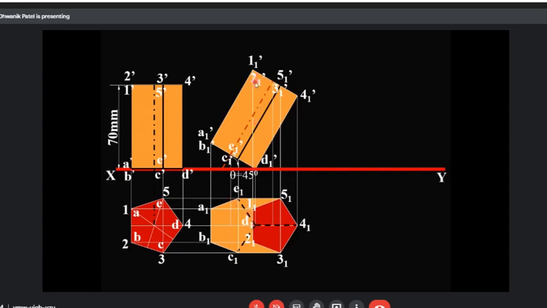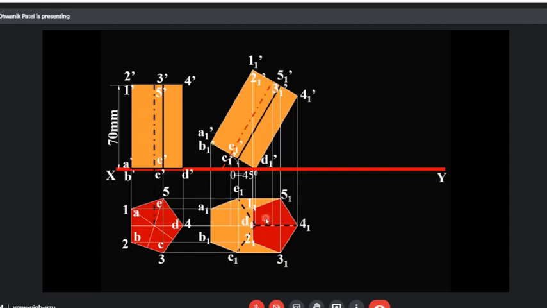Understand? Because this is a solid object, it is not a transparent object. Because your d1 dash 4 1 dash line is hidden, it is behind the line a1 dash 1 dash. That's why I will mark e1 d1, d1 c1 and d1 4 1 as the hidden lines. Understand?